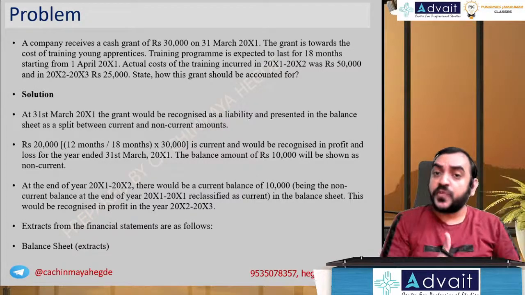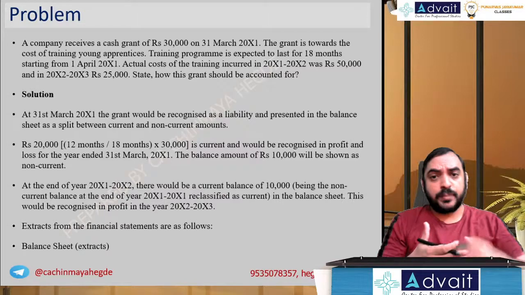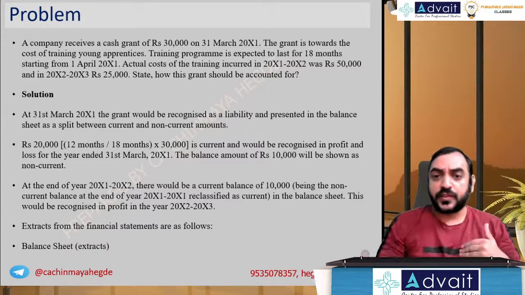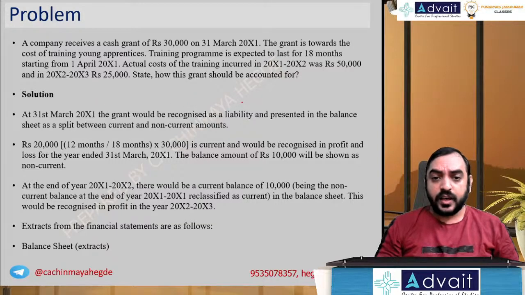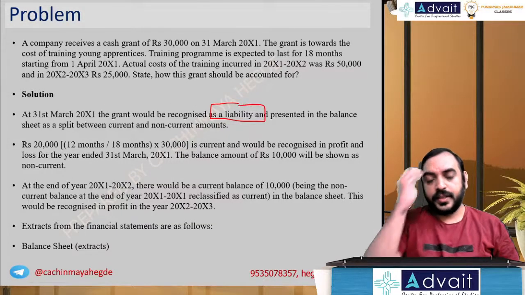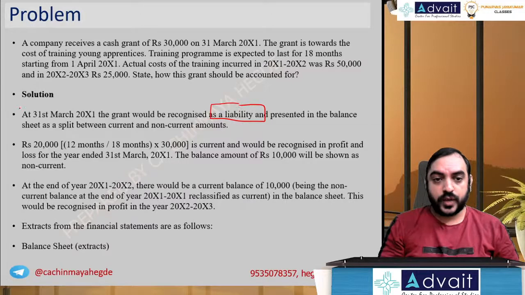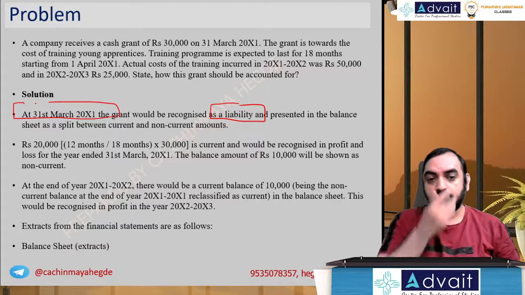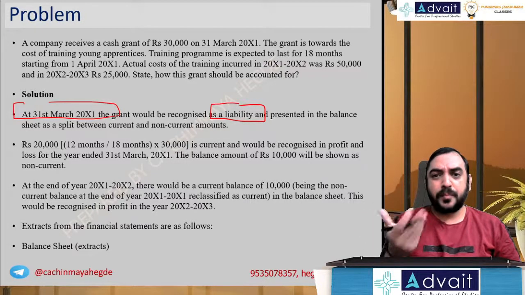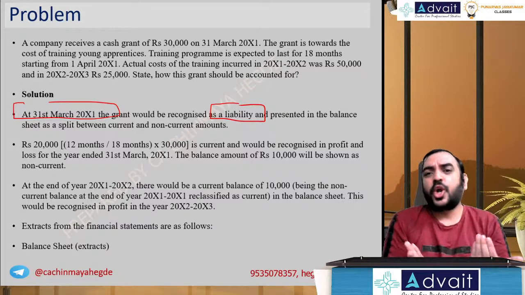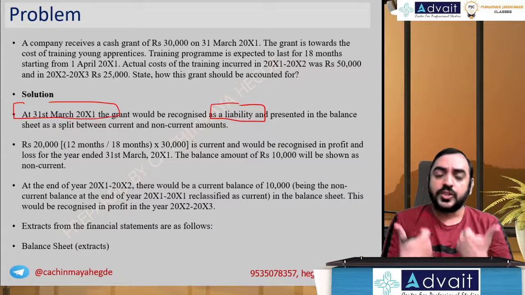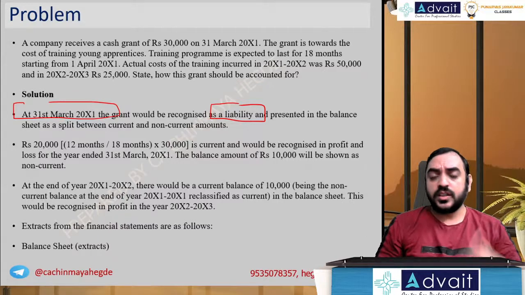Okay, you received the grant on 31st of March 2001, but the benefit is expected to be received over the next 18 months. So on the balance sheet, on that date, it will be recognized as a liability on 31st March 2001. And you will spread it across the period, because based on expense you will not know the actual expense now itself. So you will spread it based on the number of months.